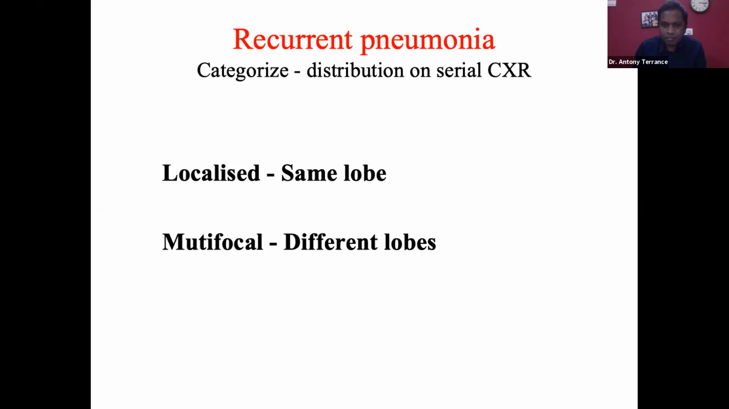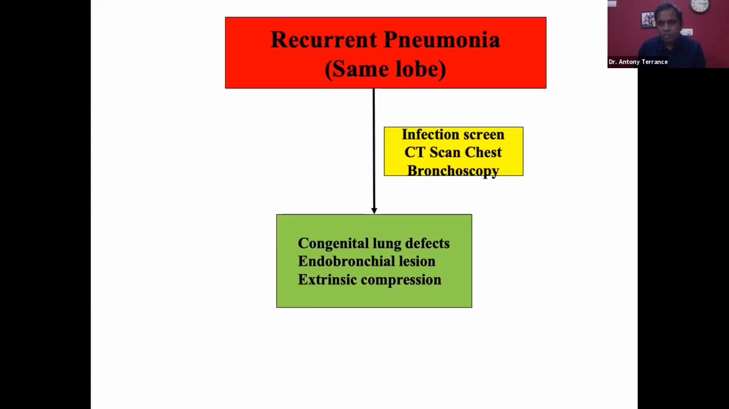As I said, same lobe is going to be straightforward, okay? Therefore, the pathology will be in that particular lobe, either parenchymal like a congenital lung lesion or some airway disease. Therefore, investigations, apart from infection screen, you have to do a CT scan chest, and if necessary, a bronchoscopy will arrive at the diagnosis. I will give 2 examples.